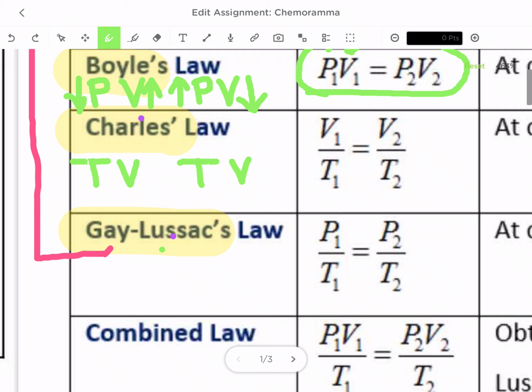So, if the temperature of a gas increases, what happens to its volume? Increase. If the temperature of a gas goes down, what happens to its volume? It goes down as well. In other words, it's not an inverse relationship like Boyle's law.